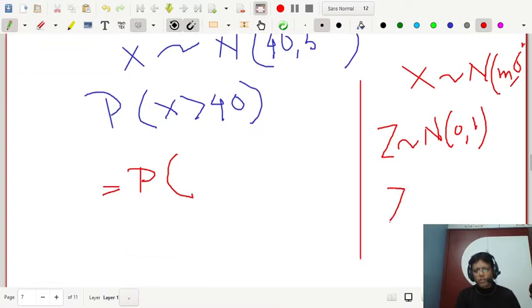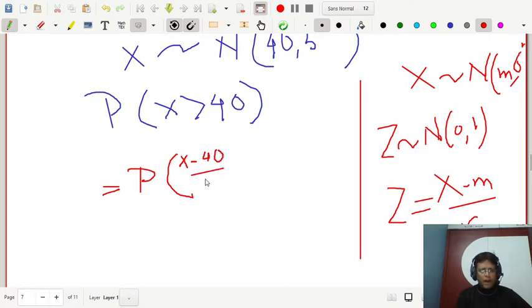So how will you get z? Z is nothing but your x minus m by sigma. This is the transformation you have to use for z, standard normal distribution. So let me transform x minus mean is 40 by sigma, sigma is 5, greater than 40 minus 40 will be 0. So this is nothing but your probability of z greater than 0, right?